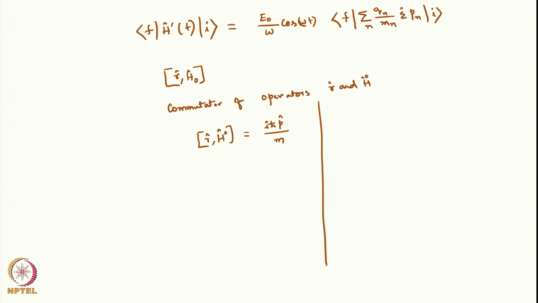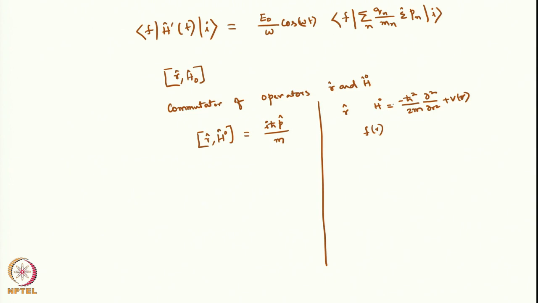But always remember the commutators are evaluated with respect to some function. So, if there is an R operator and there is an H naught operator, H naught is along the direction of R. So, this will be equal to minus h bar square by 2m d square by dr square with some potential V of R, that is your H naught. Now, all of this will act on a function f of r. So, let us evaluate the commutator.